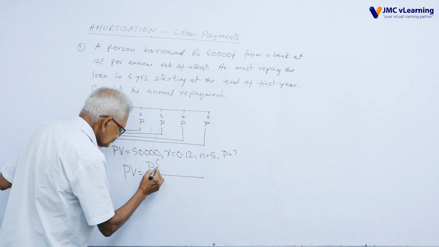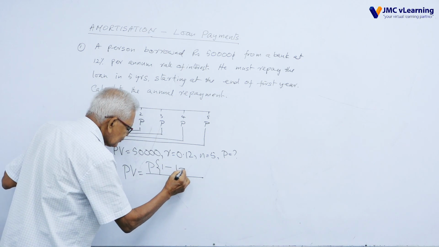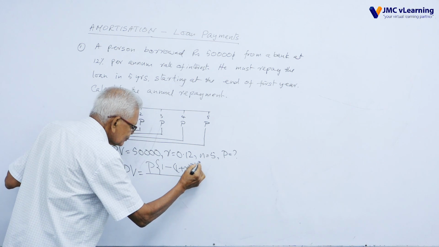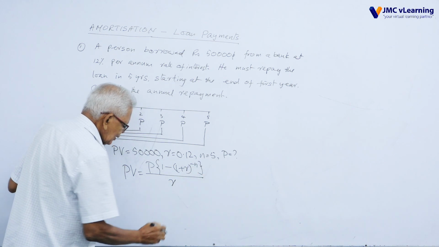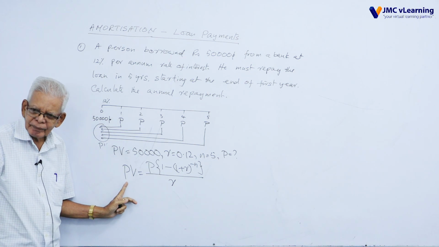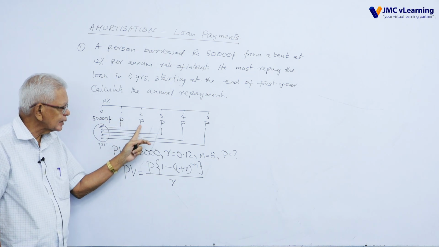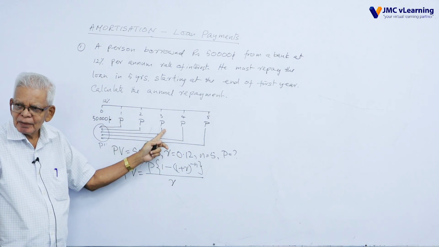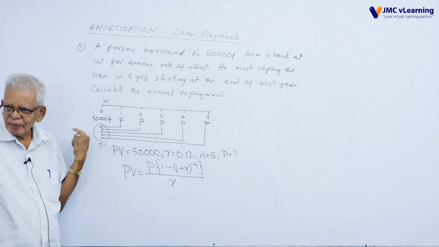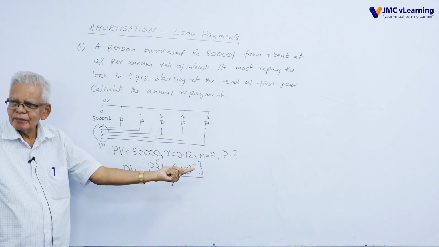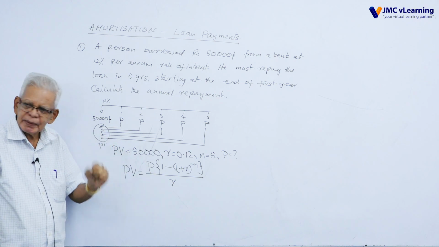The formula is PV equals P times 1 minus (1 plus R) to the power minus N over R. Earlier, the installment was given and we had to find the present value. At the end of every year somebody is getting 8,000 rupees, 10,000 rupees, 25,000. What is the total present value? Now we know the present value, so we have to find out P, the installment.